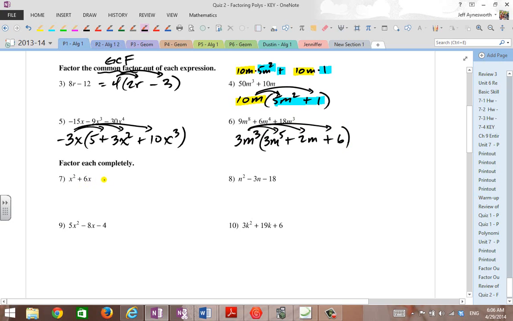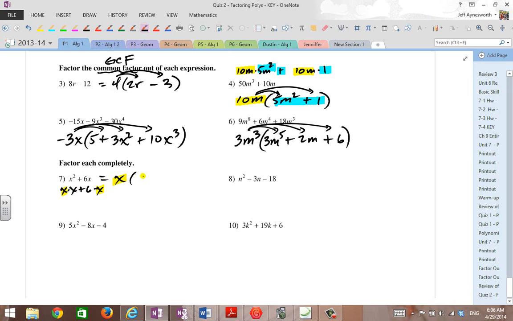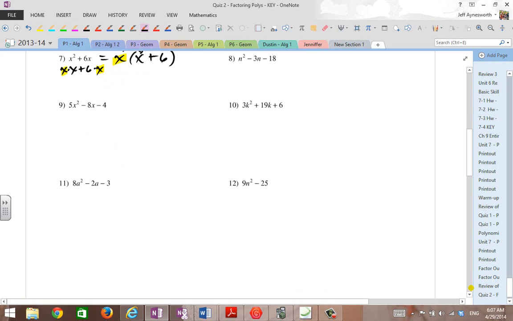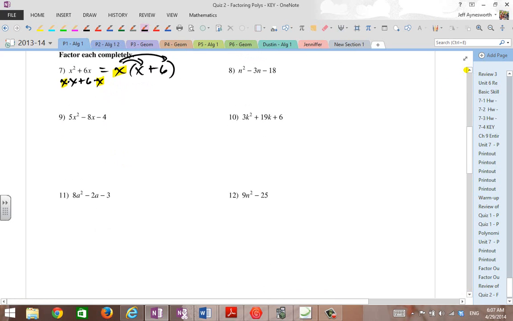On this one here, they have an x in common, so factor it out. This is x times x plus 6 times x. Just look at it. They have an x in common, so I factored it out. So x times x is x squared plus x times 6 is 6x. Done.